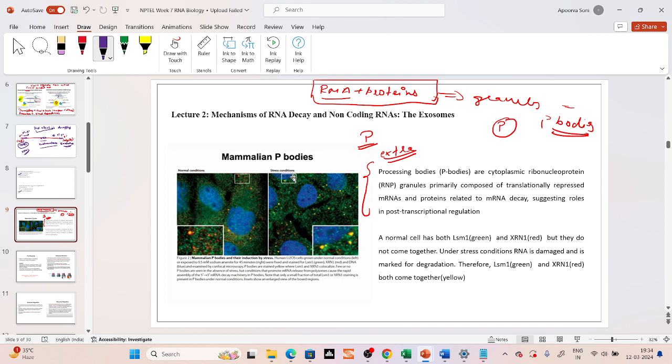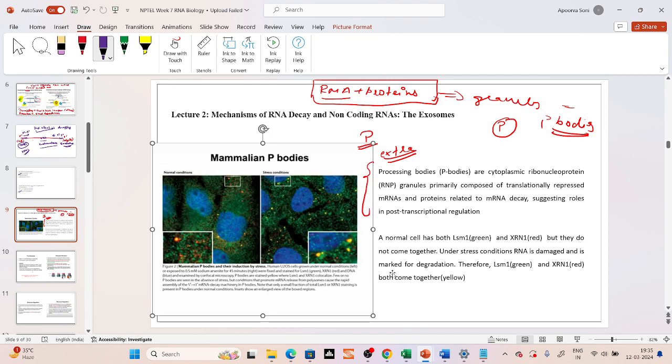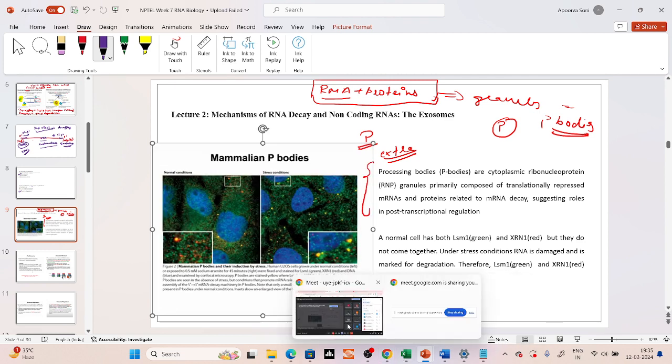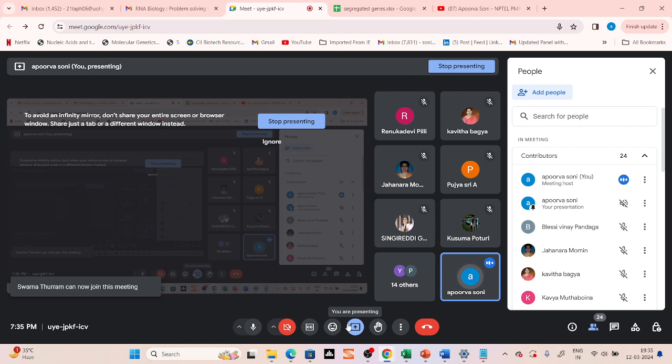Can anybody tell me why RNAs are degraded and what RNAs are degraded? Are all RNAs degraded? Yes or no? No. Okay, so then which RNAs are degraded, if not all RNAs?